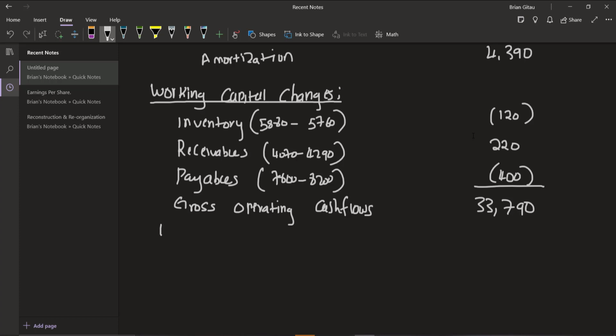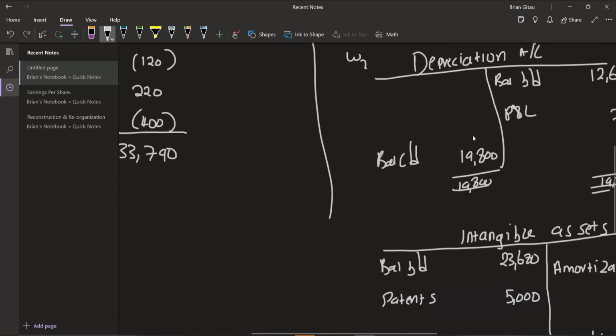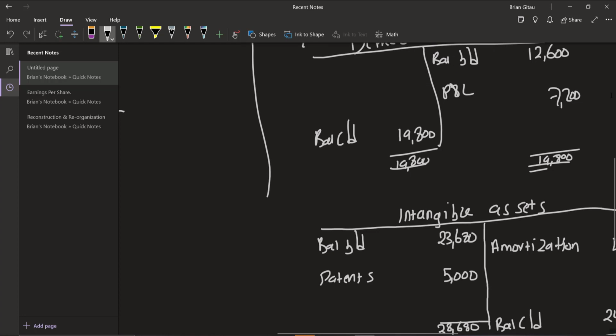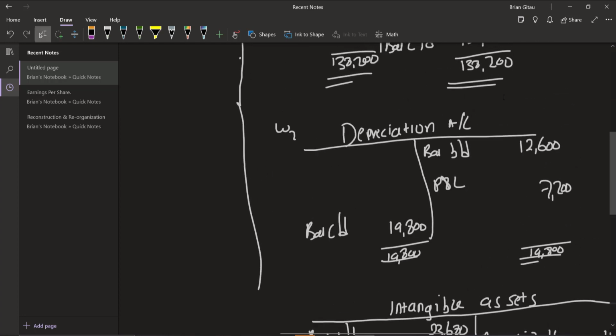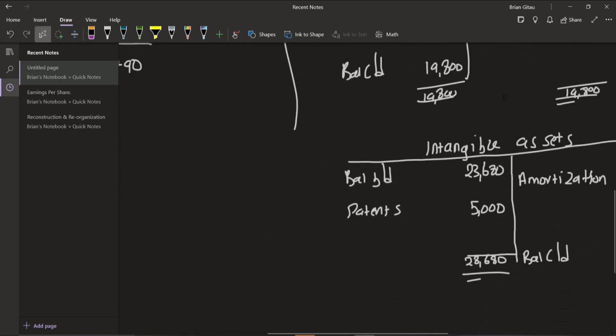So we less interest paid, and we also again less the tax paid. We less the interest paid and the tax paid. So let's start with the interest. Let's do some working. So this is working number 3.